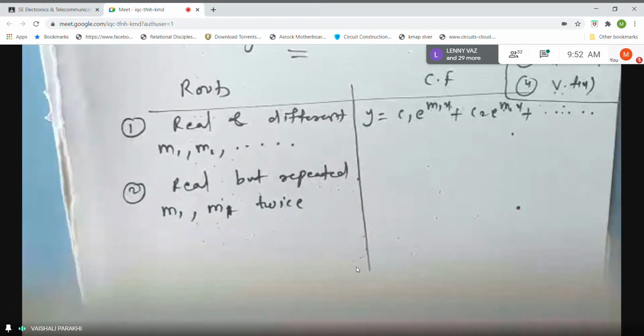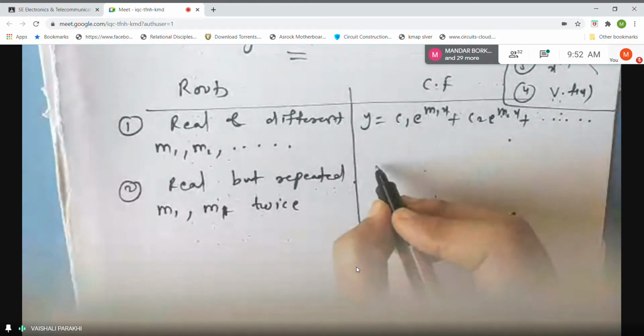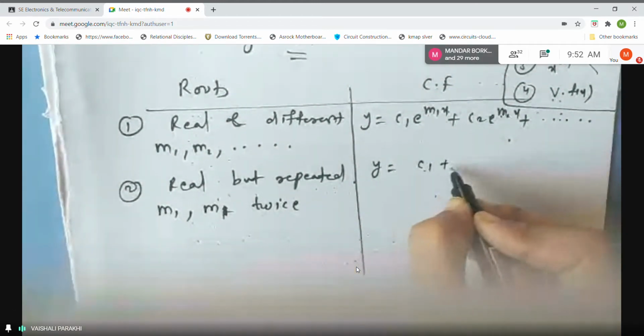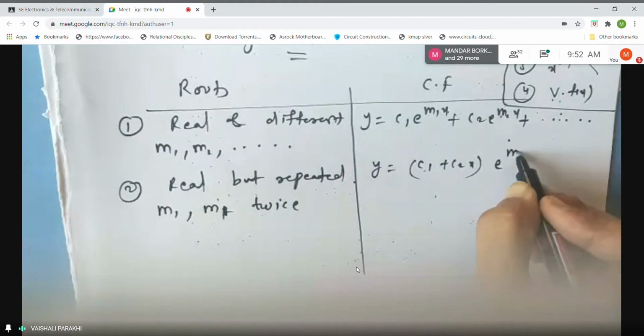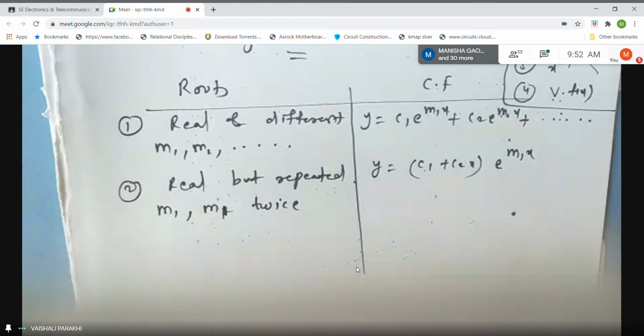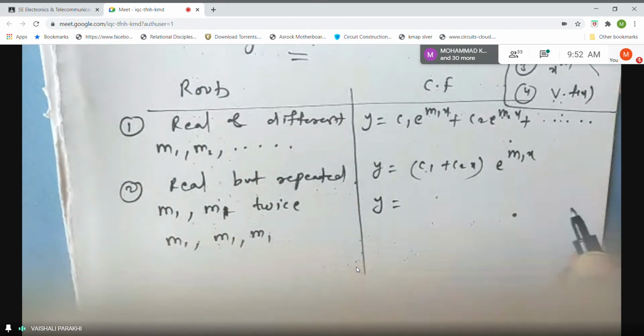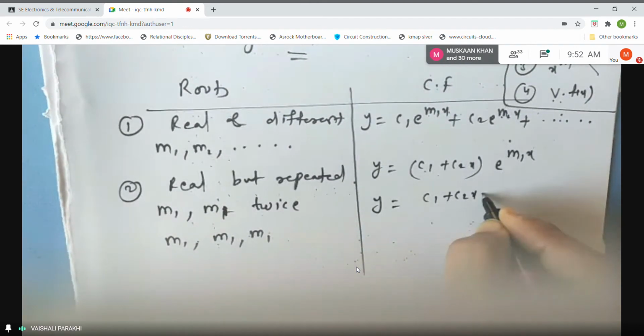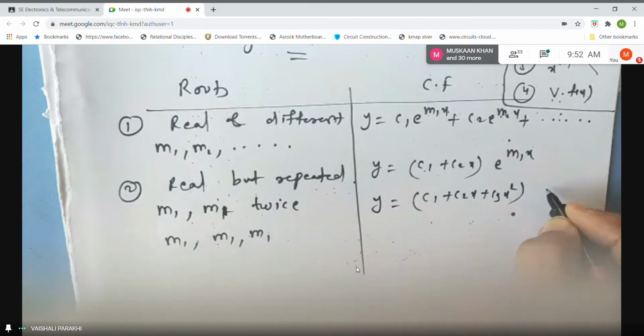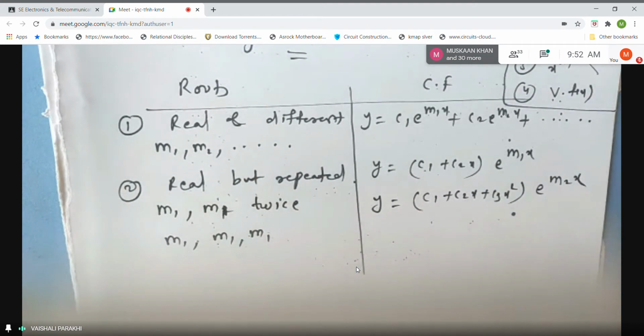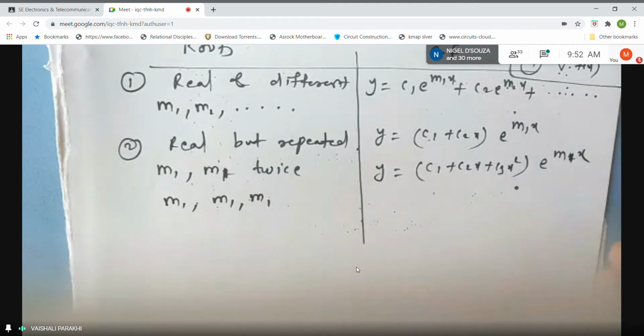If m1 is repeated twice, then what is the complementary function? It is (C1 + C2x) e^(m1x). It may happen that the root is repeated thrice. Then how will the complementary function be? (C1 + C2x + C3x²) e^(m1x), because it is the same root.